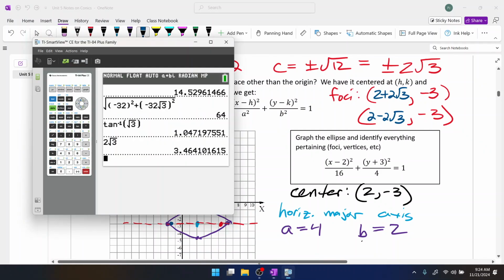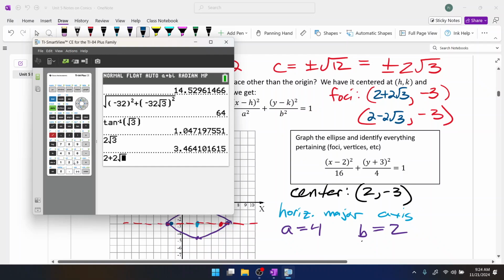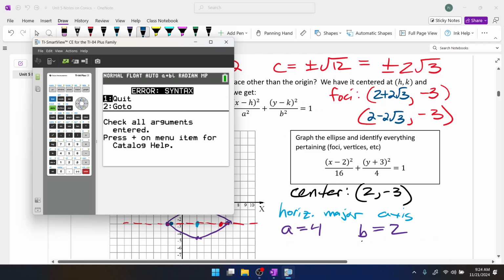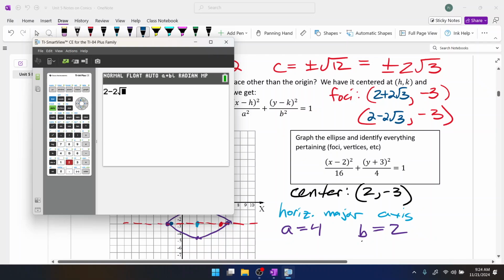Now, if you figure out the approximations here, 2 plus 2 root 3 is going to be at 5.46. 2 minus 2 root 3 is -1.46. So yeah, that's where they're going to be located.